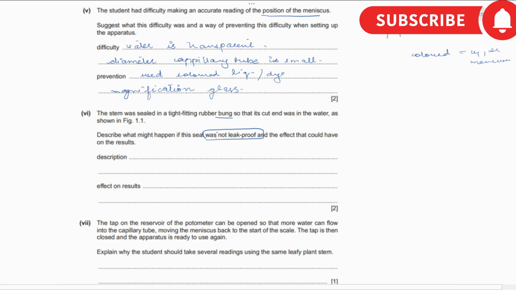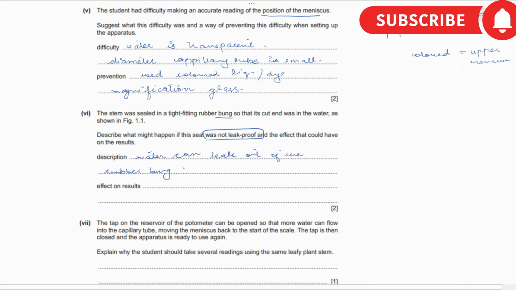So, the effect is if it is not waterproof, it means water can leak out. And it can give us the wrong results, the anomalous results. Water could escape. Water can leak out of the rubber band. Why haven't they used the word band?